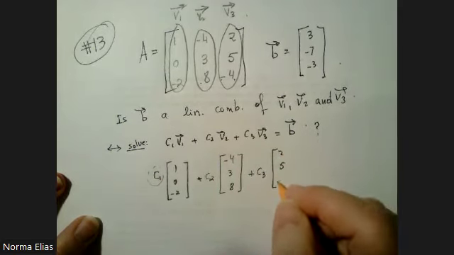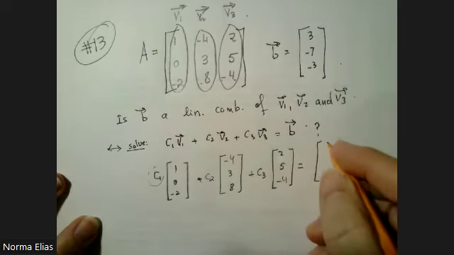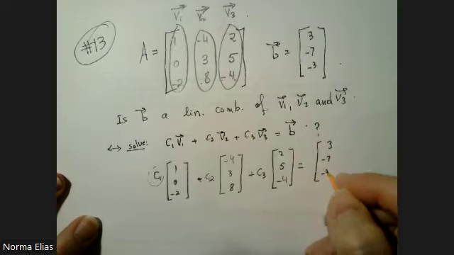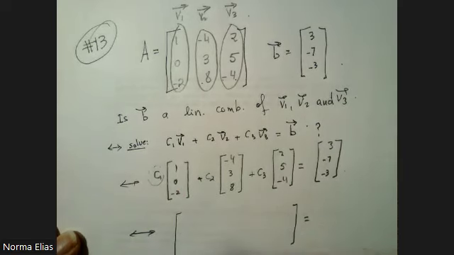2, 5, minus 4 equal 3, minus 7, minus 3. So that's really what we have to solve. Now this is equivalent to solving the following. If I add the left side, I set it equal to the right side.